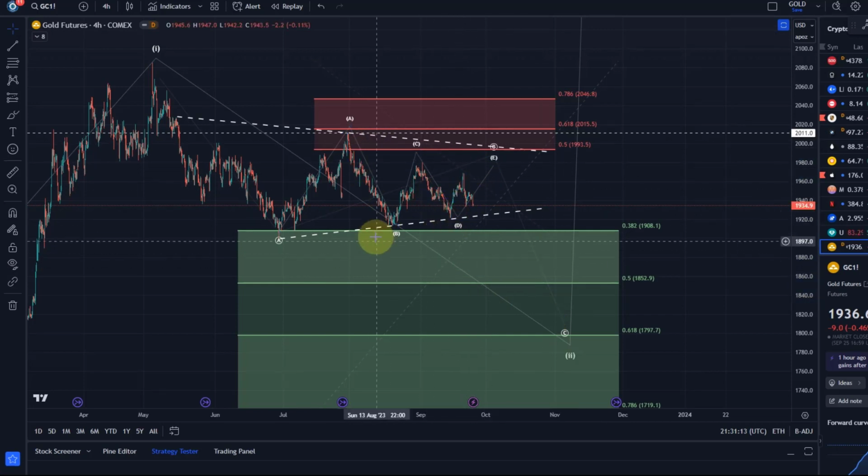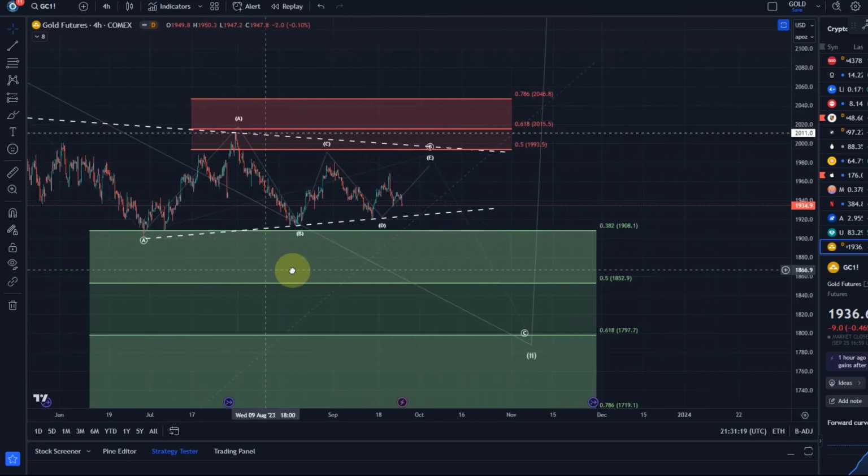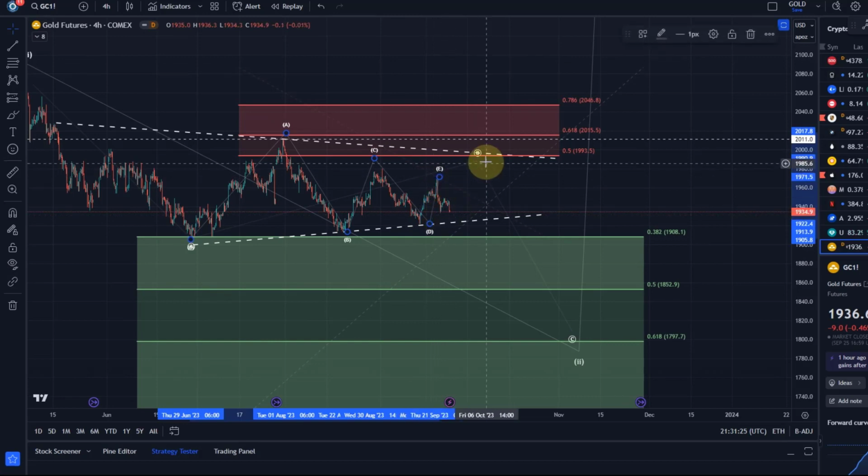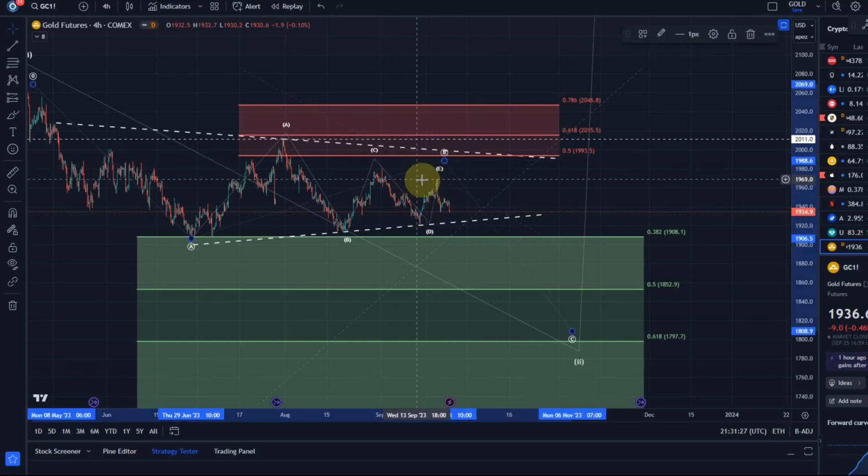So I would either go with, okay, this is A wave down, and then the B wave is unfolding as a triangle, which would be a 5-wave move: A, B, C, D, and the E wave. And that could actually be complete. So we have a potentially complete Elliott wave triangle. And if we now see a break below the B wave low of the triangle, which is the 17th of August low, we're talking about 1915 here.